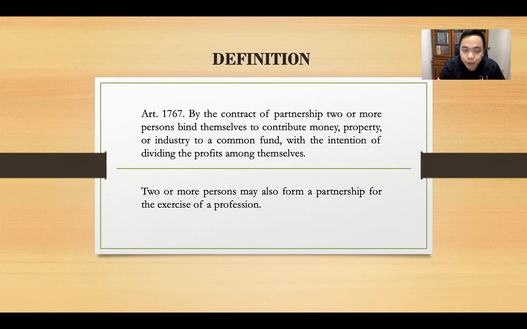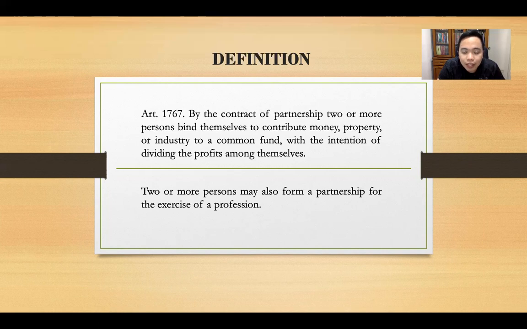From the definition given to you by Article 1767, you will take note that a partnership by nature is a contract. When you say that a partnership by nature is a contract, that means that first and foremost, a partnership is a form of contract. Which is why, class, you will take note that one of the essential features of partnership is that it is a consensual contract. It is a nominate contract, which gives you the idea that a partnership is a special species of a contract.